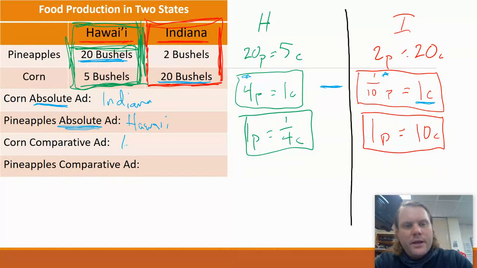So I'm going to write Indiana in there. In this case, it's kind of obvious, right? We don't grow pineapples in Indiana. It makes it pretty easy for us to understand that. It's not always as obvious as that with some of these problems, but we started out with an easy one.